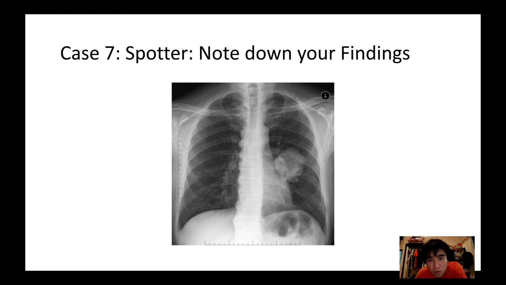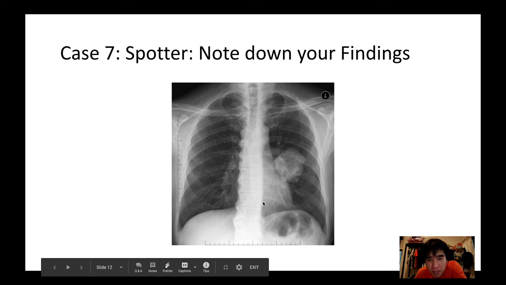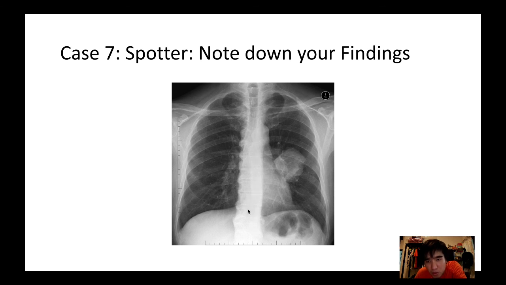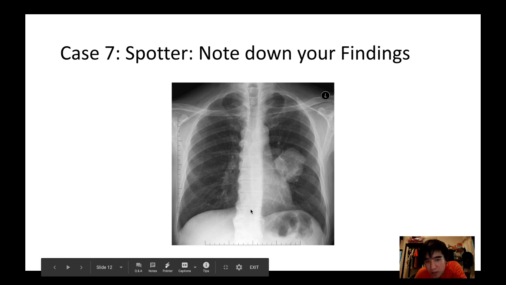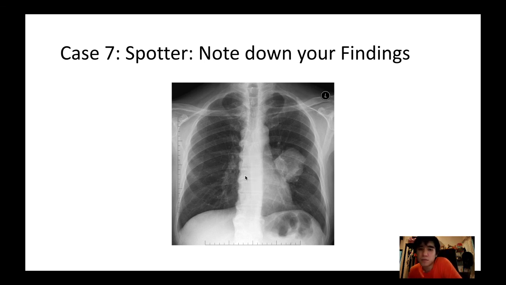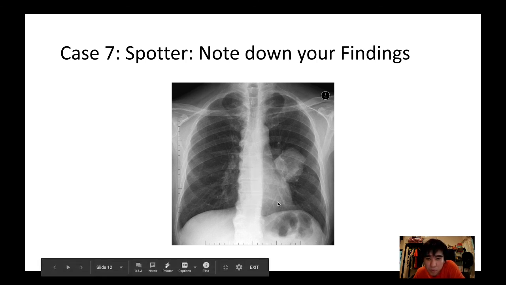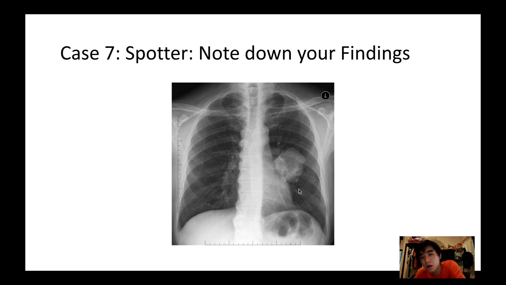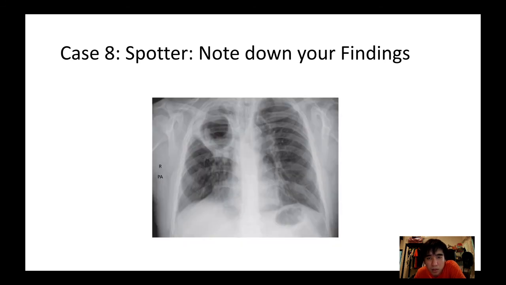This one, spotter, note down your findings. And see here, left perihilar mass. You can see that the vertebra is unusually opaque, unusually white and bright here, so it could be too much calcification of the bone. Not sure what it could be. It's sarcoidosis or something. No, I don't know.